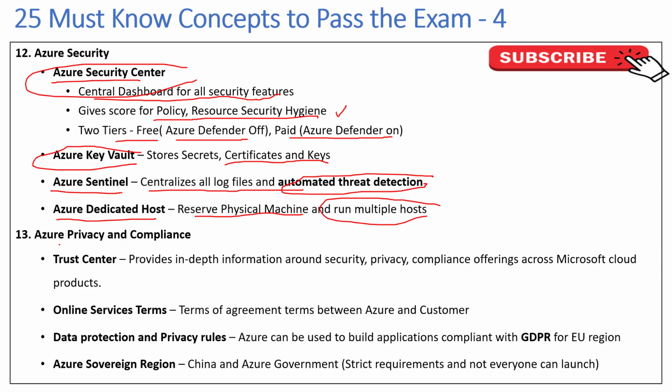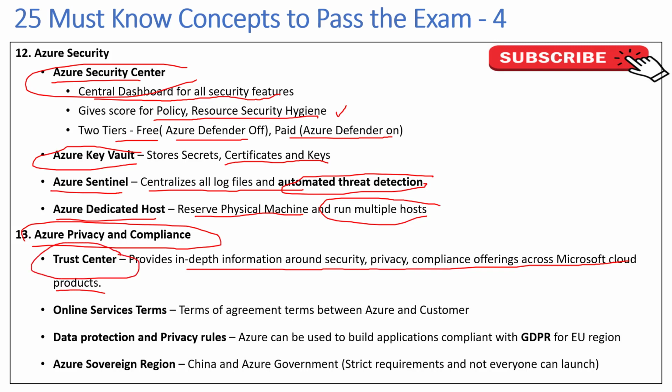The next one is Azure privacy and compliance. This is super critical. Expect at least 3 questions from this. First thing you need to know is if you need in-depth information around security, privacy, and compliance offerings across Microsoft and Azure cloud products, you need to go to the Trust Center. You need to remember this is the place to get all this information. Then Online Service Terms gives you all the details of the terms of agreement between Azure and the customer, SLAs, and other such general information. This is where you get these details.